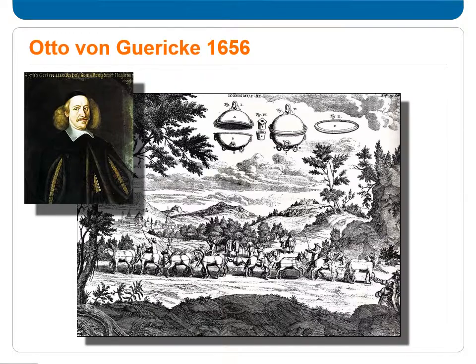Otto von Guericke, German scientist and inventor, invented a pump that created a vacuum holding together two metal hemispheres so strongly that a team of 16 horses could not pull them apart. Otto von Guericke reasoned that the hemispheres were held together by the mechanical force of the atmosphere's pressure.